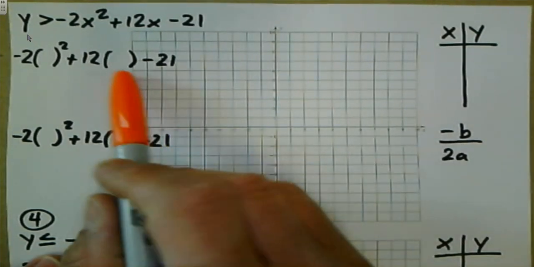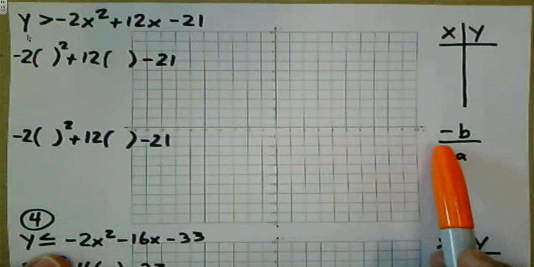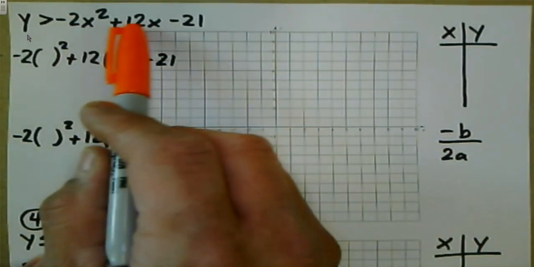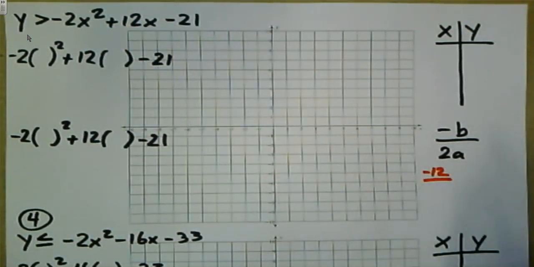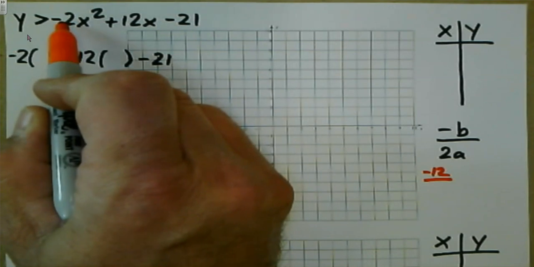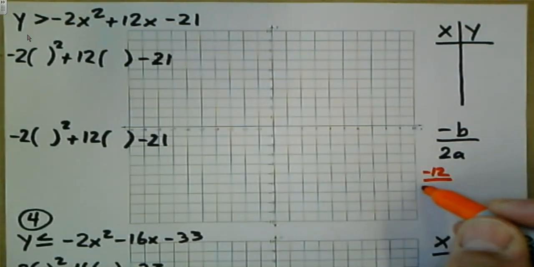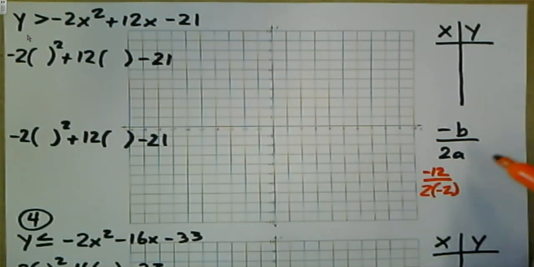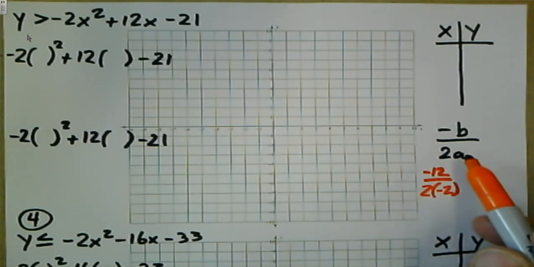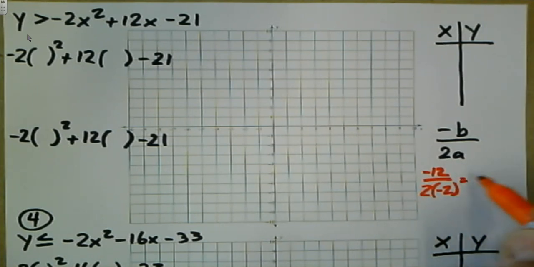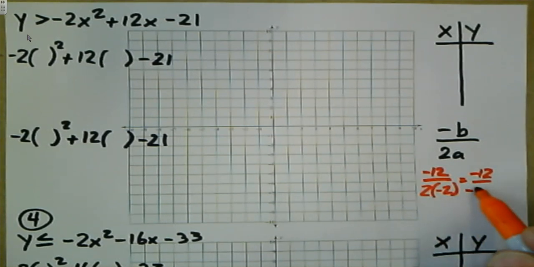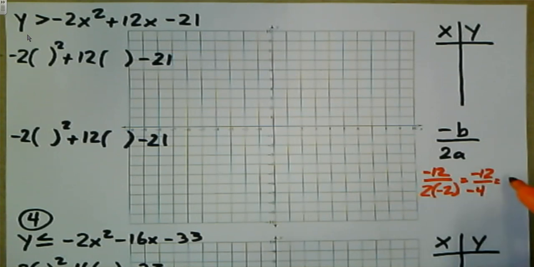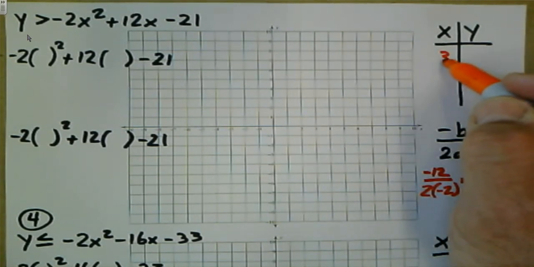All right, once again, we want to do our negative b over 2a. So our b is 12, so that would be negative 12 because that's the opposite of b. And then we are going to take a, which is negative 2. So we have 2 times negative 2. The 2 is just there. A is negative 2. So the negative 12 is already solved for us. We have 2 times negative 2 is negative 4. And negative 12 divided by negative 4 is just 3.